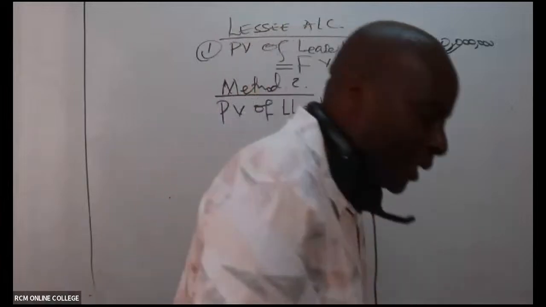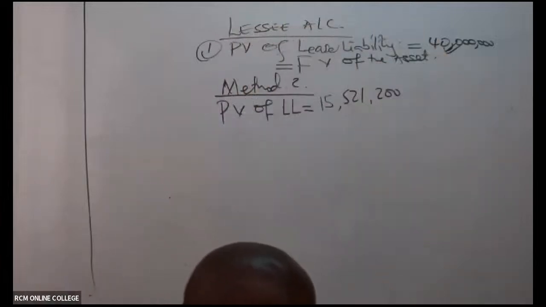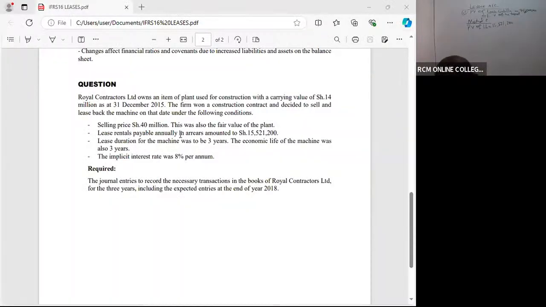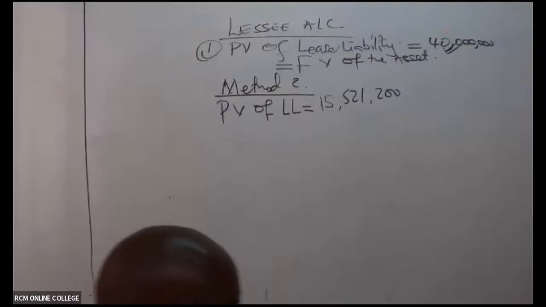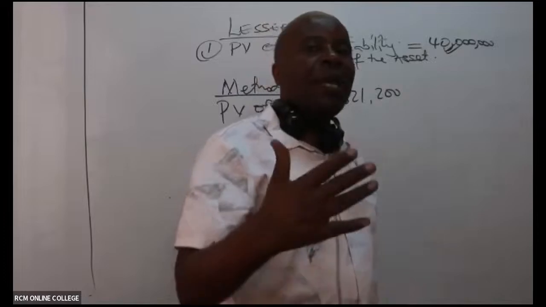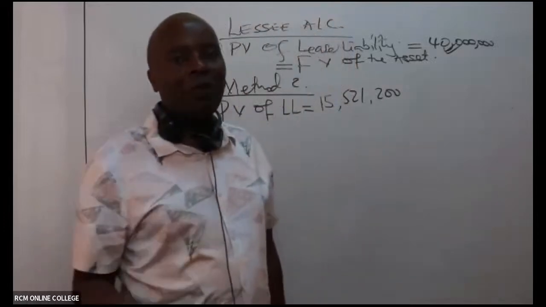What they have told us is that this lease rental will be paid at the end of each year. They have told us here, lease rentals payable annually in arrears, amounting to 15,521,200. So an amount paid in arrears means that it is paid at the end of the year.